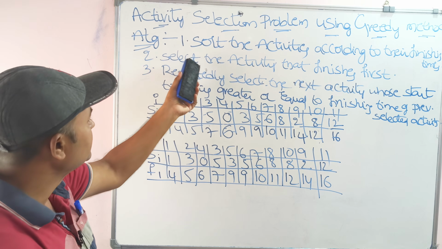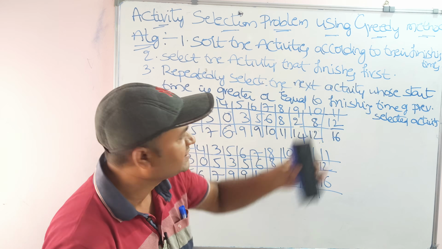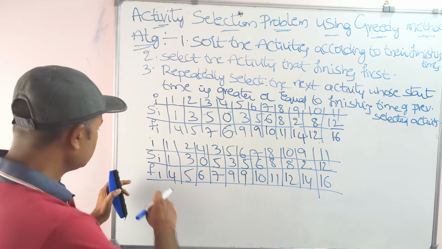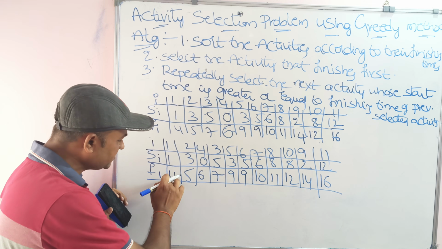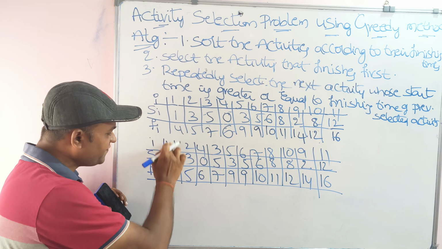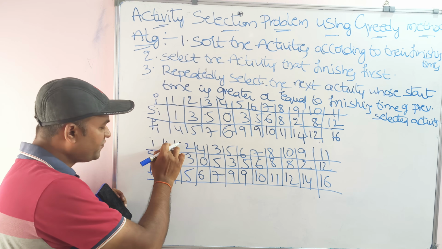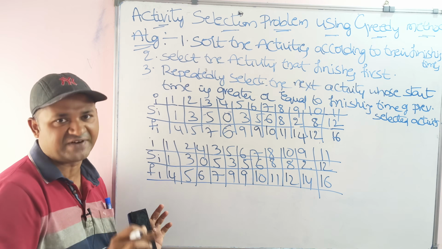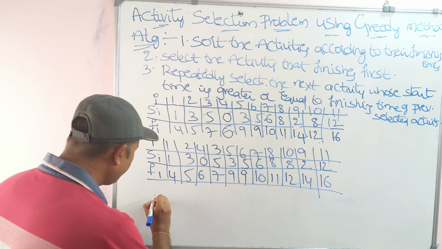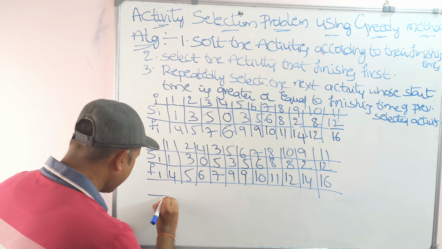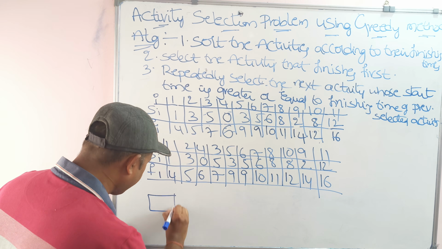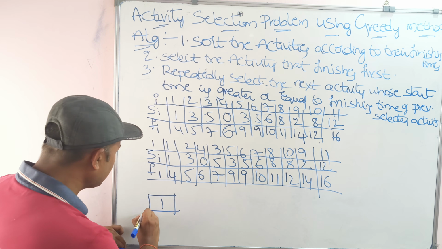So second step, select the activity that finishes first. So here which activity finishes first? Here the finishing time of the first activity is 4. So first activity is finishing first. So let us execute first activity. Activity 1. So what is the starting time of the activity?